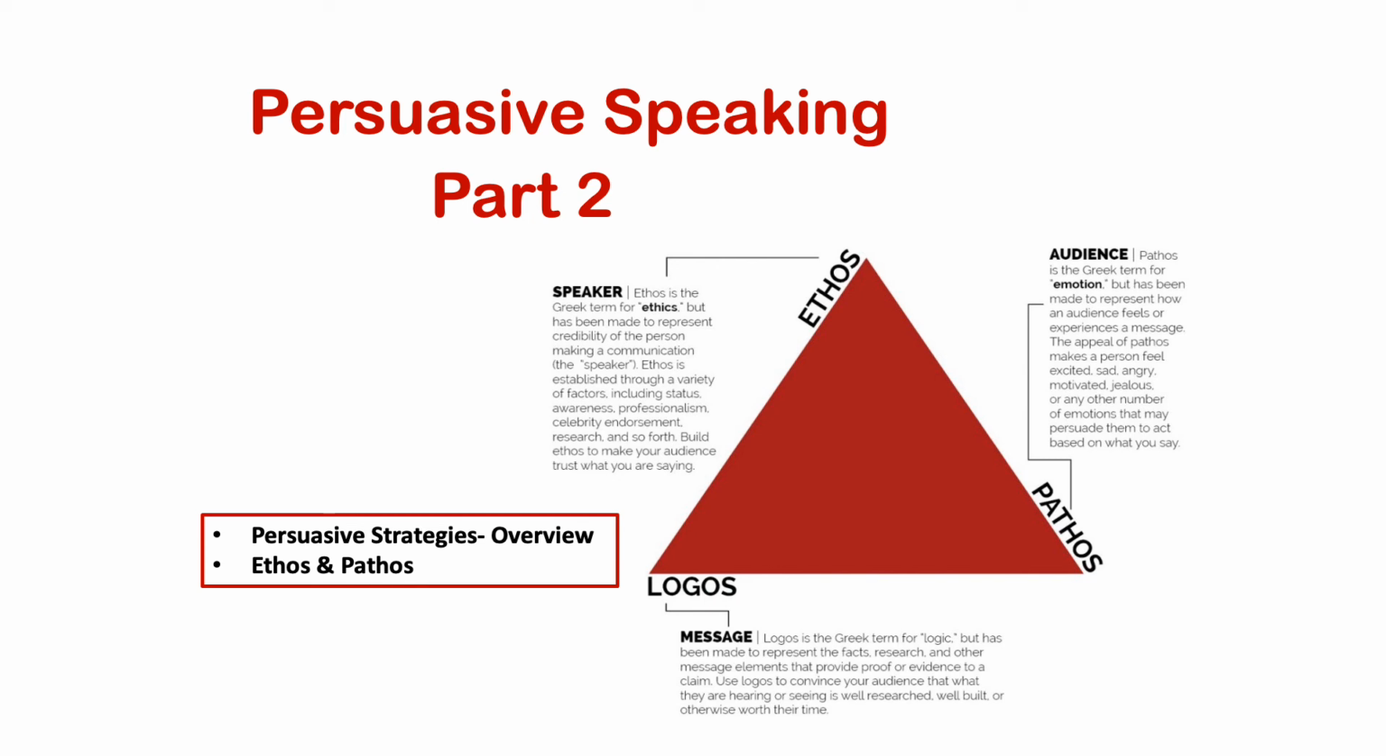And so this video is going to cover the overview of persuasive strategies. One of those strategies is Aristotle's methods of persuasion, which are ethos, pathos, and logos, but that's a lot to cover in one session. So this video is going to go over just ethos and pathos, which is credibility and emotion. And then the third video will go over logos, which is argumentation, fallacies, and then we'll briefly work on conclusions.